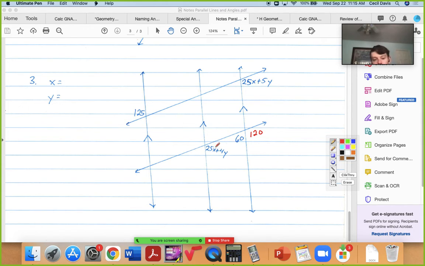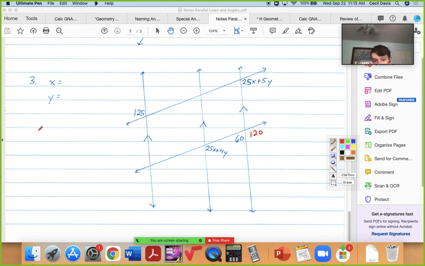Now, what kind of angles are these two? Same side interior. How should they be related? Supplementary. What about the 120 and the 25x plus 4y? They're corresponding, so they should be congruent. Which one is easier to work with, congruent or supplementary? Supplementary. Really? Okay. I wouldn't have thought that at all. I think congruent's easier to work with. You could just set them equal to each other. There's no other numbers involved.